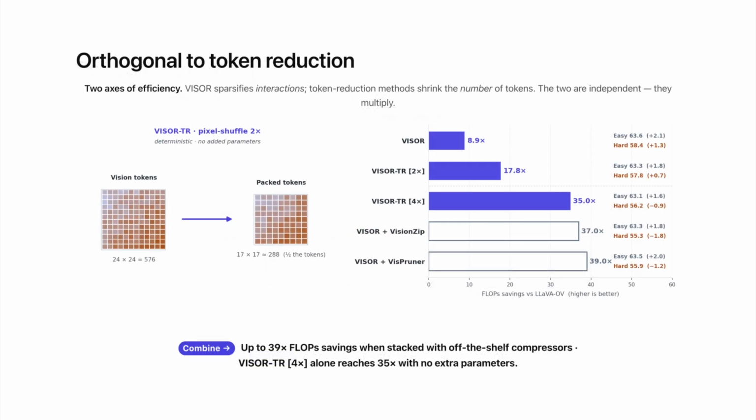Our direction is orthogonal to token reduction, and VISOR can be successfully combined with light token reduction approaches for further speed gains. Our own recipe for this is VISOR TR, where we pixel shuffle the patch grid, packing 2x or 4x more tokens together. It is deterministic and has no extra parameters, and it increases the FLOPs savings from 8.9x to 17.8x and 35x respectively.